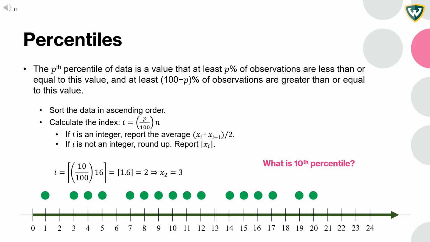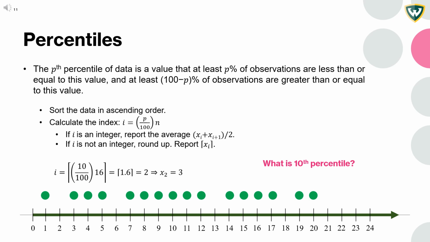Sort the data in ascending order. Calculate the index I, where I is equal to p divided by 100 and multiplied by the size of the dataset, n. If I is an integer, report the average of the values corresponding to the I and I plus 1 indexes in the sorted data. If I is not an integer, report the value corresponding to the rounded up value of the calculated index I. In this example, we want to find the 10th percentile.